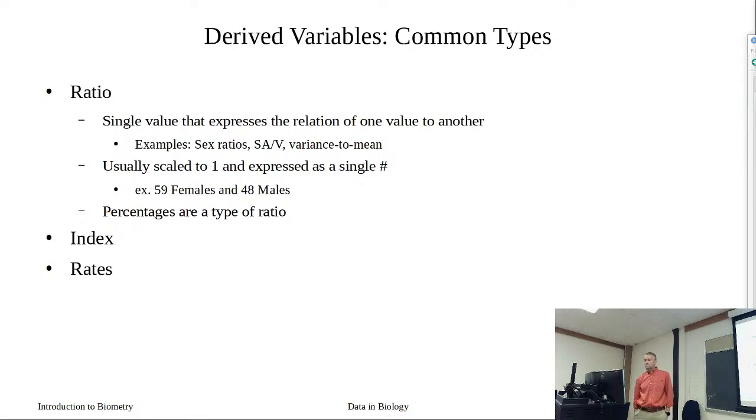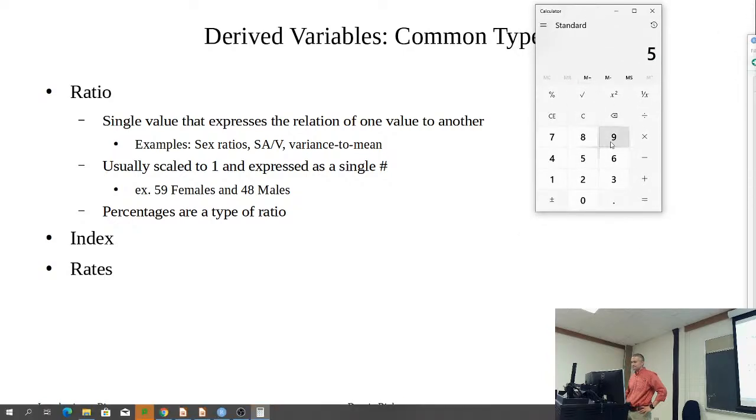We'll work with those. So usually when we do ratios, we scale it to 1 and then express it as a single number. Like with this example, we have 59 females and 48 males. If we are trying to do a ratio, how would we reference it? Use our calculator: 59 divided by 48. So the ratio is 1.23. Now you could say, well, 1.23 what? The ratio is telling us we have 1.23 females for every 1 male in our population.